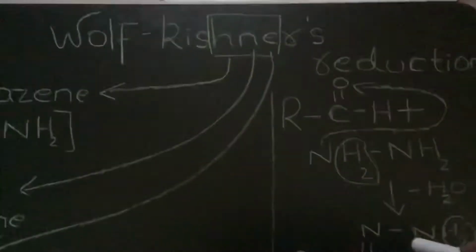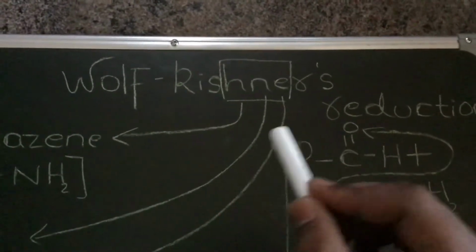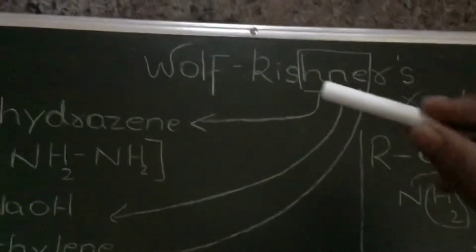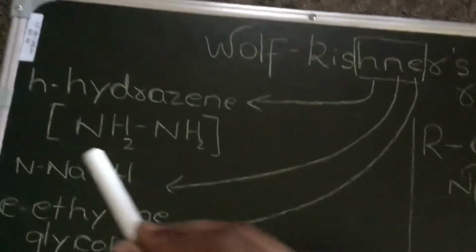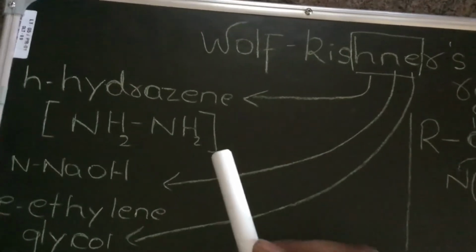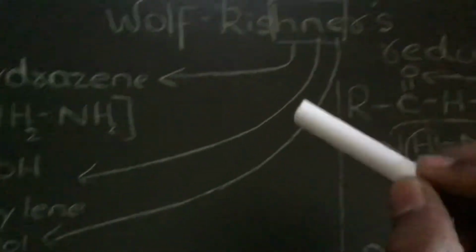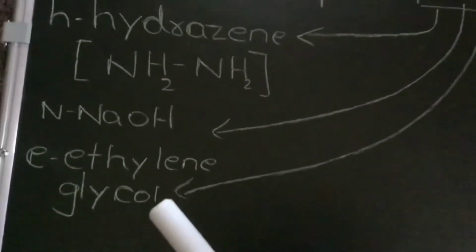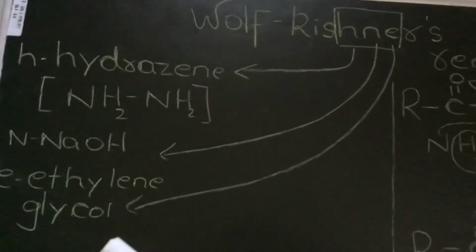So there's a very simple trick to remember this by looking at the name itself. In the name Kishner, we can actually write down the entire equation. Looking at the name Kishner, we have H, which stands for hydrazine. Hydrazine is a compound which is NH2NH2. We have to remember this. The next letter in the name Kishner, N, stands for NaOH, and E stands for ethylene glycol. So H stands for hydrazine, N stands for NaOH, and E stands for ethylene glycol.